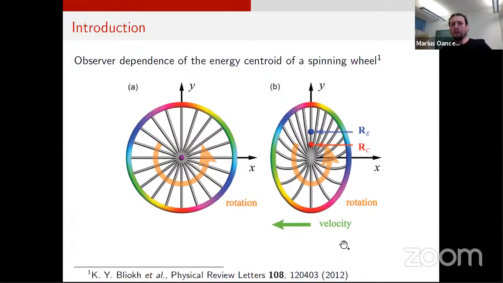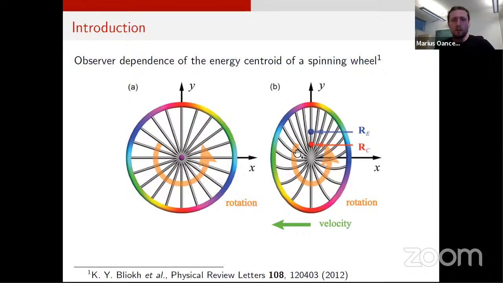And now, on the other hand, if I boost this observer with some velocity along the x-axis, what the observer will see is presented over here. So the wheel gets contracted along the x-axis. And furthermore, because the wheel is rotating, the energy center of the wheel gets shifted along the y-axis. So the observer will not see the energy center at the center of the wheel, but it will see it displaced along the y-axis over here, depending on the rotation of the wheel.